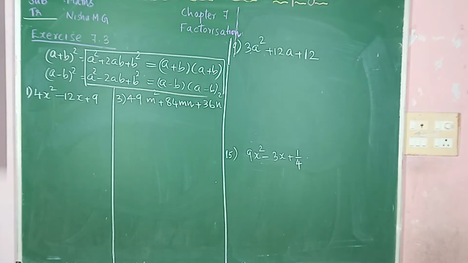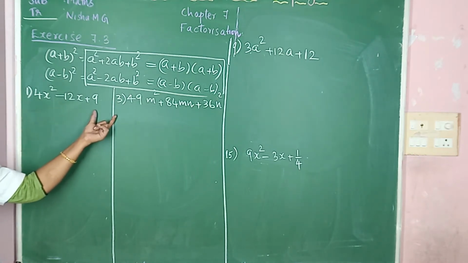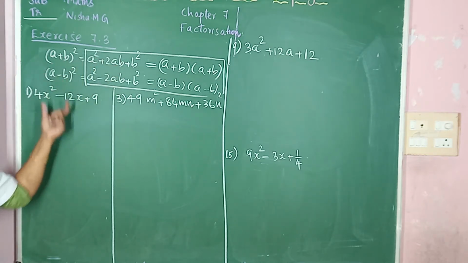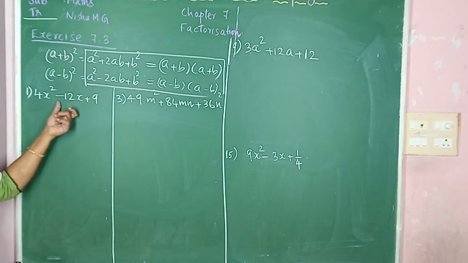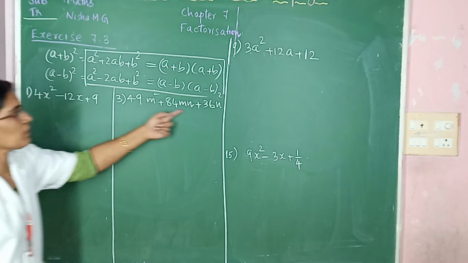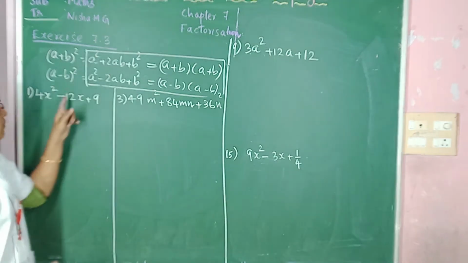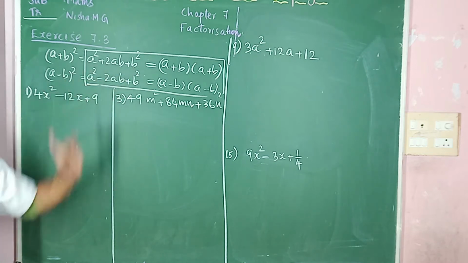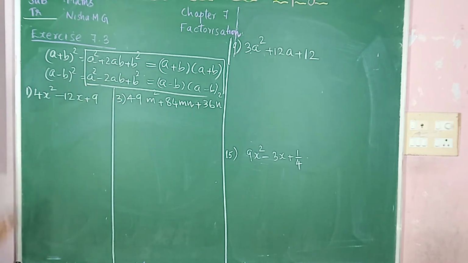Move to the first question. Factorize 4x square minus 12x plus 9. Compare with the identities. Which identity do we have to use here, first or second? Here there is a minus sign, so which identity? Second identity. If all terms are positive, first identity. Here the middle term is negative, so second identity.